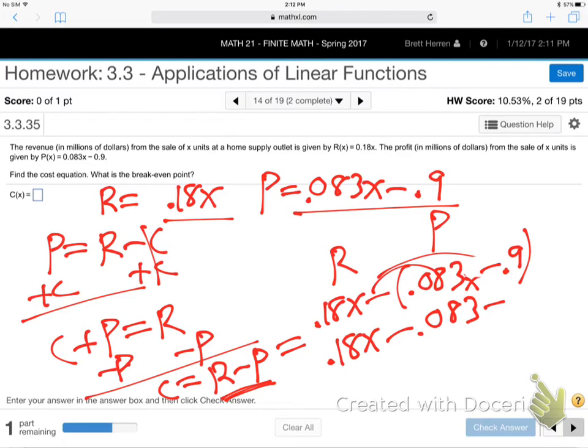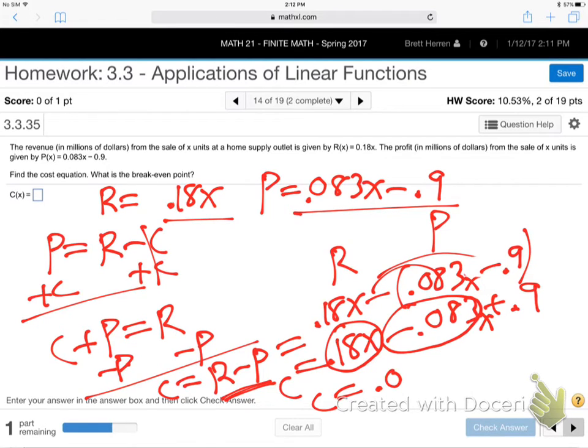So minus or plus. Everybody see why that became plus 0.09? So this is what cost equals. That's 0.18x minus 0.083x, and what is that? 0.097x. Is that right? And there we are. That's the cost function. They're also going to ask me for the break-even point, which I'll do in just a minute. But are we good so far?